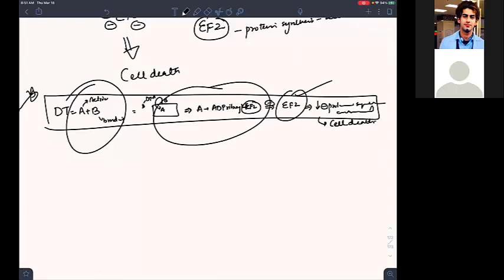Elongation factor, sir, how to remember? Elongation means prolong my life. Elongation factor means prolong my life. My life is not now prolonged. What is getting inhibited? Cell death.